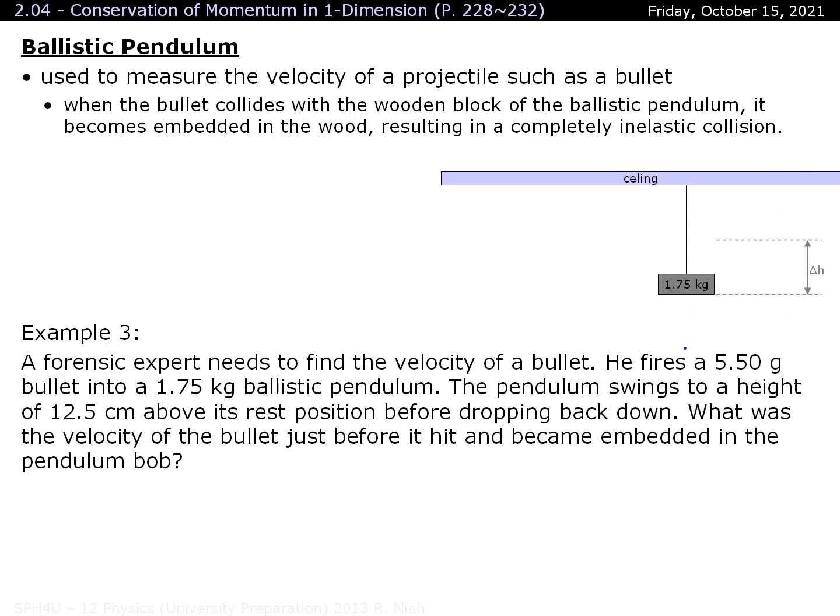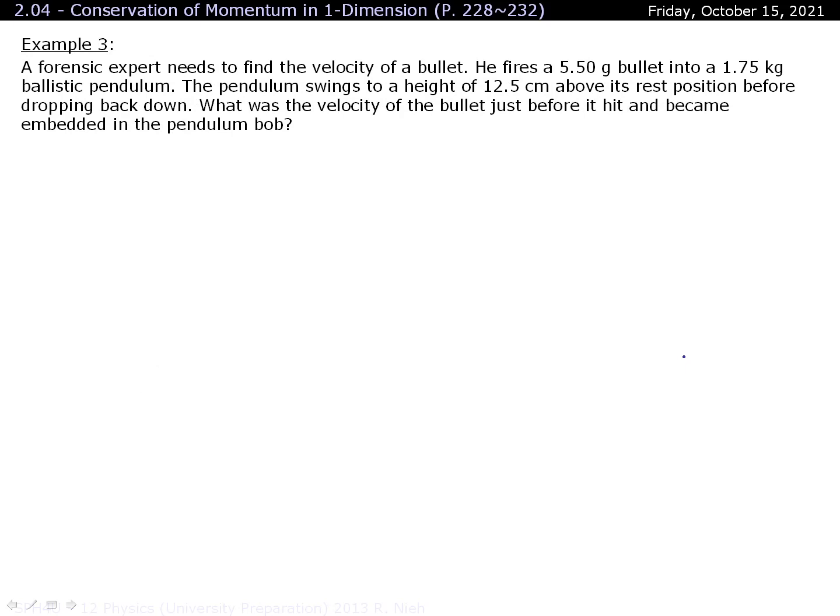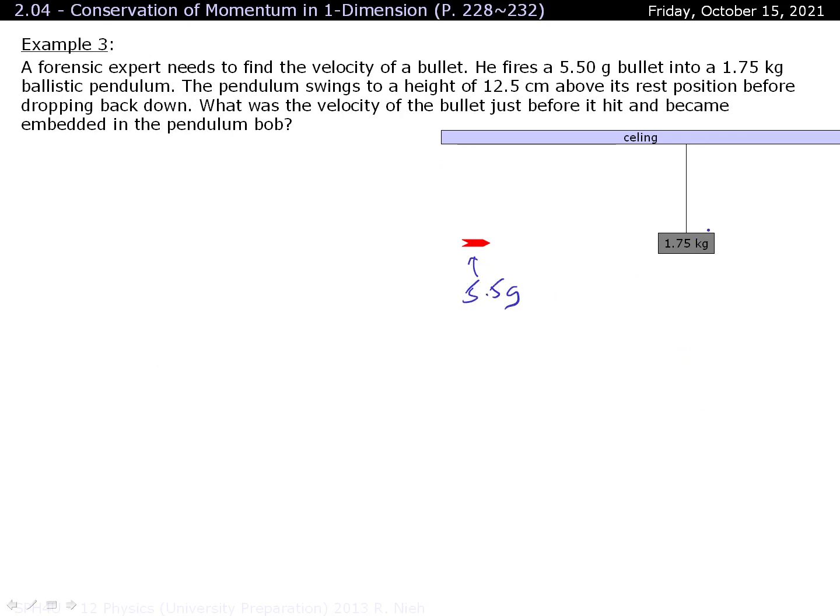Okay, so let's go through this calculation. I'm just going to shift it to the top. They're trying to figure out how fast this bullet is traveling. You've already found out the mass of this, which is 5.5 grams. You know the mass of the larger object. The length of the string, as I said, doesn't really matter. It doesn't have to be too short.